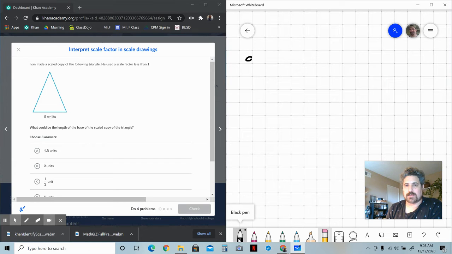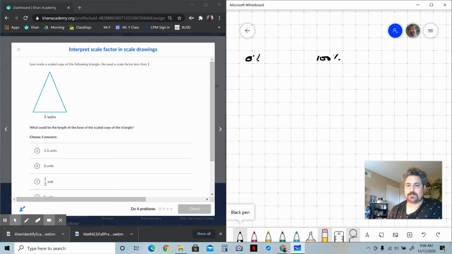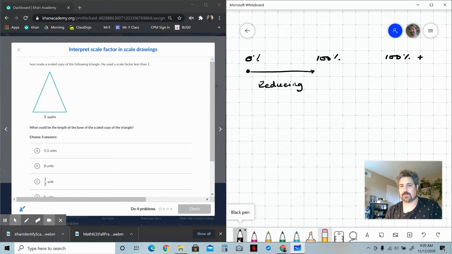So if you think about it, 0% is nothing, and 100% is the whole thing. If you were to expand beyond 100%, you're talking about something that is greater than the whole. So anything in the range from 0 up to 100%, but not including it, would be a reduction. So you're reducing the size as a scale factor. So it's 50%, 60%, whatever it might be.